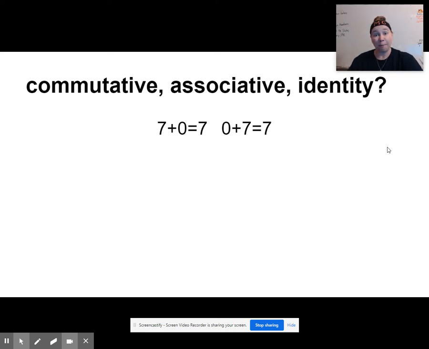Ms. Schumacher's here. This is the identity because it's a 0, but also the commutative because the order didn't change the sum.